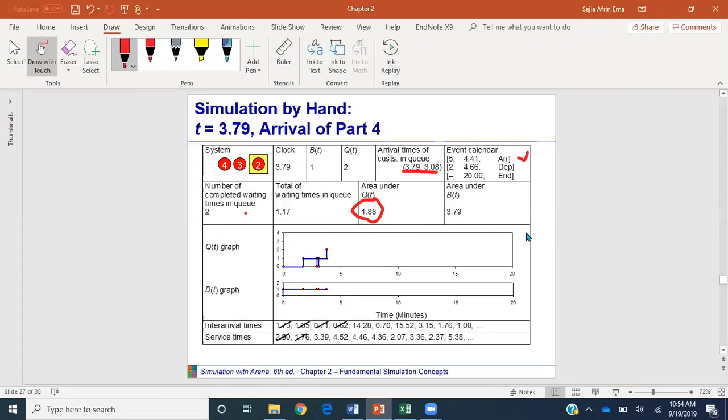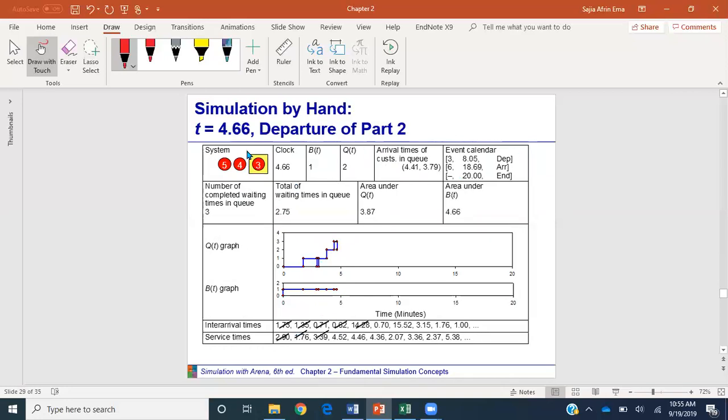Okay. And then area under the graph is 3.79 minutes. That's the clock time. This is this time, basically, over here. Next, we have part 5 arrived into the system. This is their queue time, and QT is 3. That means we have 3 parts waiting in the queue. And then area under the graph, it's just simply added all this area together. Area under BT graph is simply 1 times 4.41. That's how we are getting the area under BT graph.